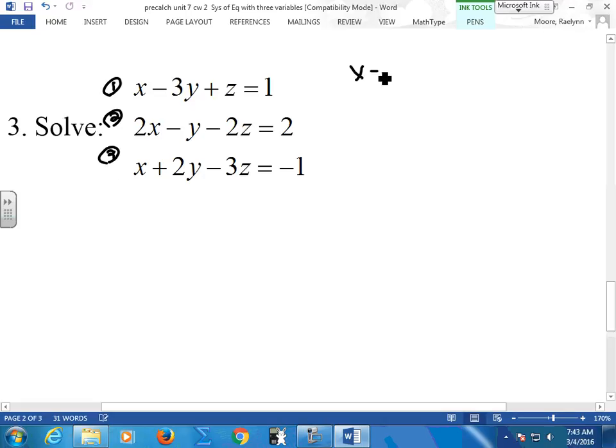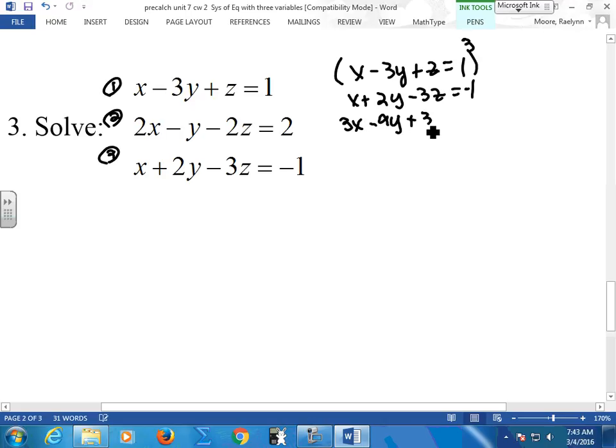Just Z. You can only eliminate one at a time. So you want to eliminate Z? Yeah. So what do we have to multiply the top by? 3. So I'm just going to bring this underneath. Okay, so we're going to add these together. This should come out.